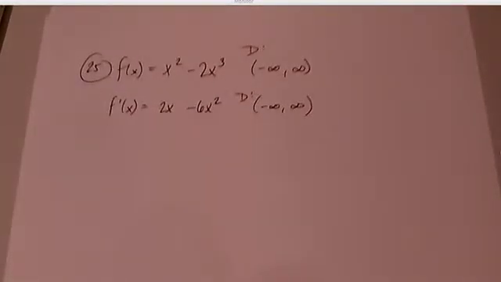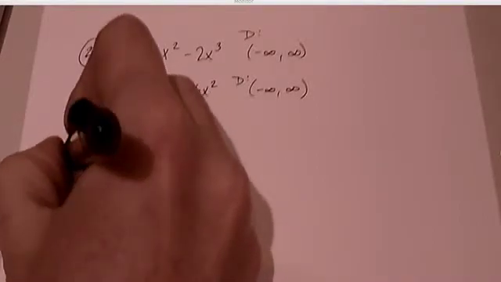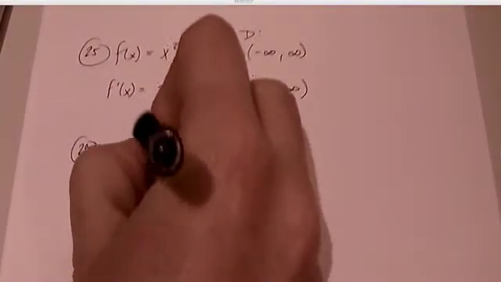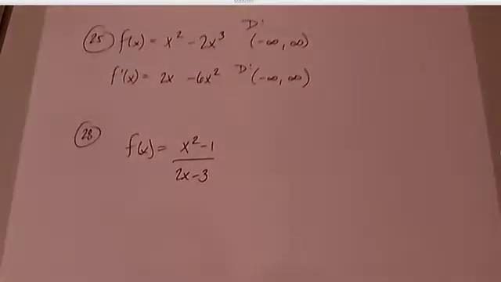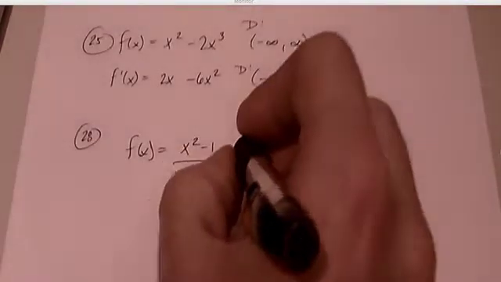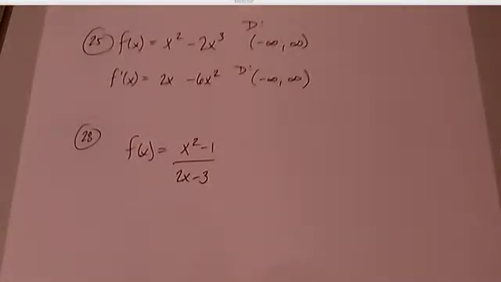Okay? Now, a little bit more difficult is 28. Because they give you f of x is equal to x squared minus 1 over 2x minus 3. Now, that is not fun. In order to take the derivative of that particular function by definition, I strongly urge you to go ahead and do the division. If you do the division, it makes it a whole lot easier on yourself. Let's go ahead and do that on a separate sheet of paper.